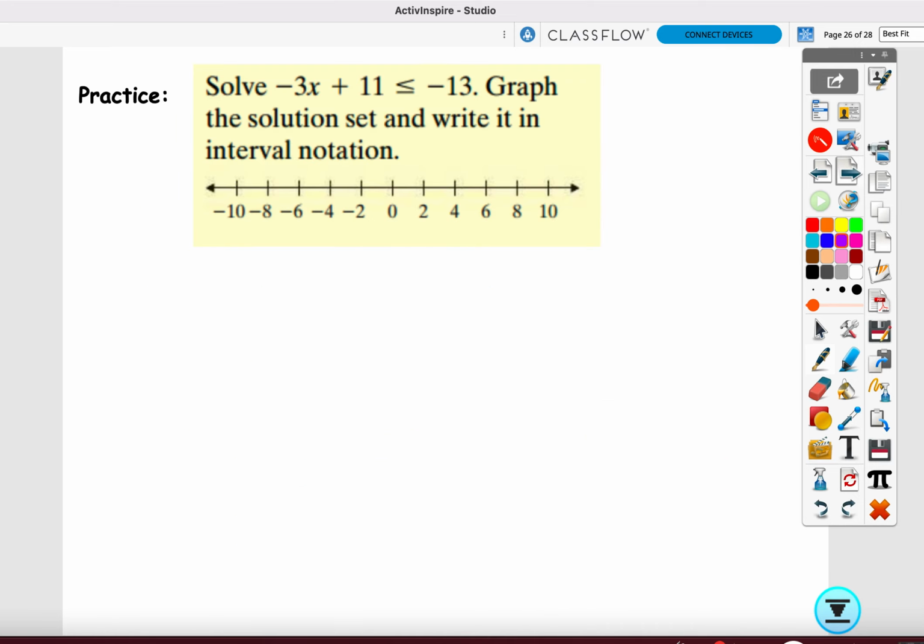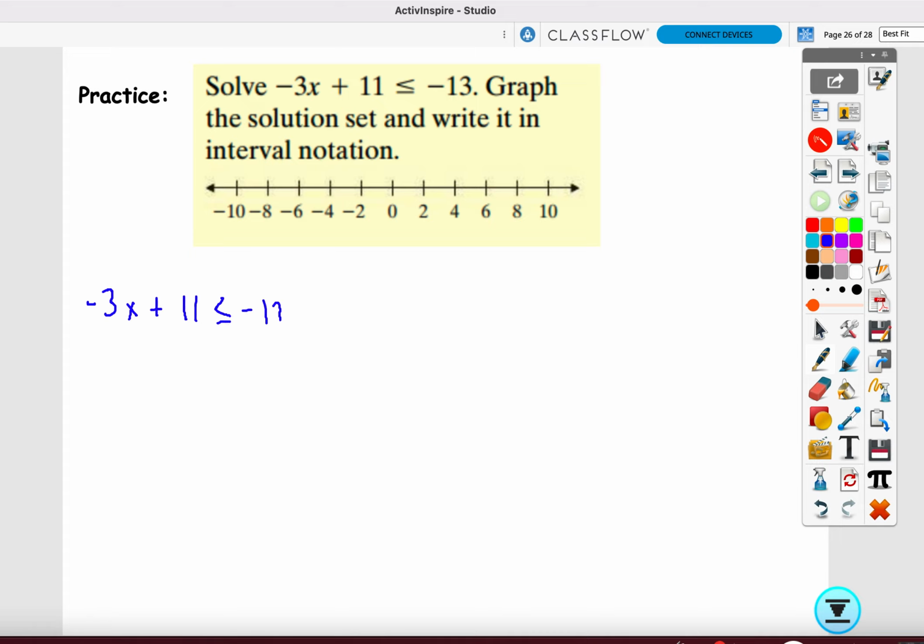All right, so now we're at the last three practice problems, guys, and you're done with today's lesson. So here we have negative 3x plus 11 is less than or equal to negative 13. Graph the solution set and then write it in interval notation. So you have the inequality up here. Bring it down here so I can solve it.